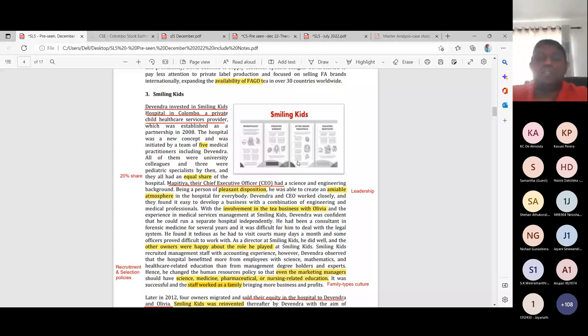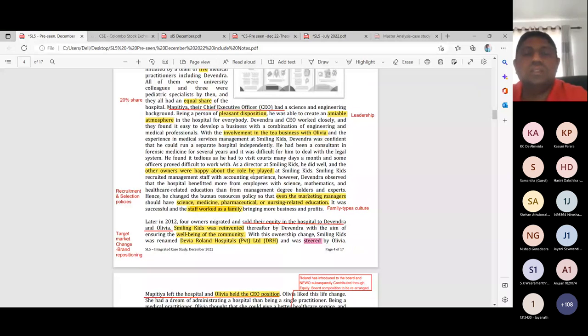Their chief executive officer, the CEO, had a science and engineering background. Being a person of pleasant disposition, he was able to create an amenable atmosphere, that means friendly, right? An atmosphere in the hospital for everybody. Devendra and the CEO worked closely and they found it easy to develop a business with a combination of engineering and medical backgrounds, with the involvement of the team, business with Olivia, and the experience in medical service management of Smiling Kid. Devendra was confident that he could run a separate hospital independently.